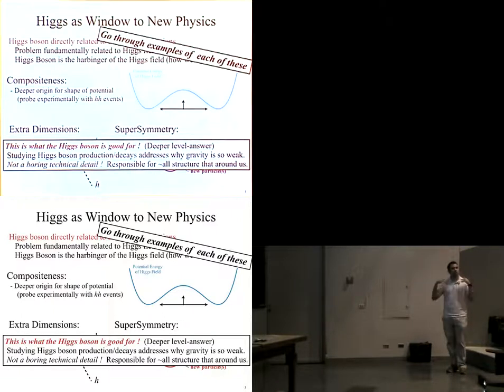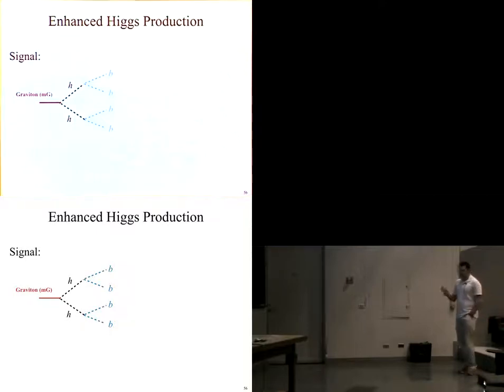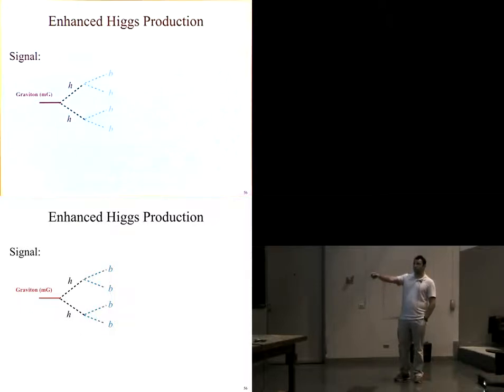But one thing I want to point out here is really this is what the Higgs boson is good for. We gave other answers for what the Higgs is good for before, but this is really a deeper level answer, and this is really why we're so excited about the Higgs boson within the field. By studying how we produce the Higgs boson and how it decays, we can really address these fundamental questions of why gravity is so weak. It's not a boring technical detail. It's critical to basically all the structure around it. We saw that the scales of planets, life, etc., are all due to the weakness of gravity, and this is how we can test if one of these potential solutions is responsible for why gravity is so weak.